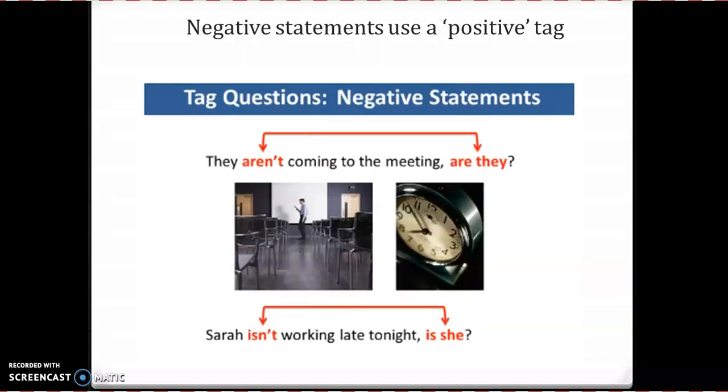Negative statements, on the other hand, use a positive tag. So here the statement is negative. They aren't coming to the meeting, are they? Did you see that? It's a negative statement with a positive tag. In the second example we have, Sarah isn't working late tonight, is she? Again here you can see a negative statement with a positive tag.